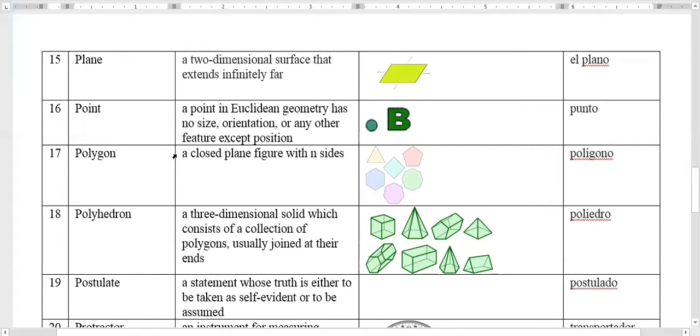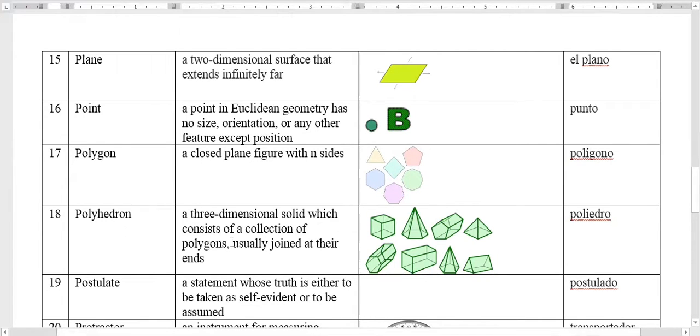17, polygon, a closed plane figure with n sides. So a polygon has sides that are closed, so it's enclosed. If you have a crazy line going this and that way, it's not really a plane figure because it has to have a set number of sides. So this was a triangle, quadrilateral, pentagon, hexagon, heptagon, nonagon. This is what a polygon is.